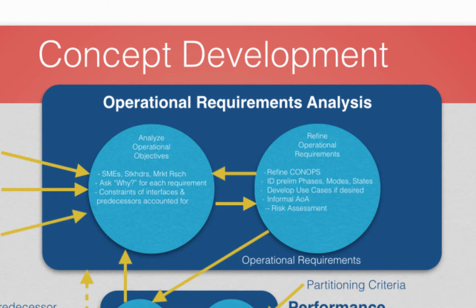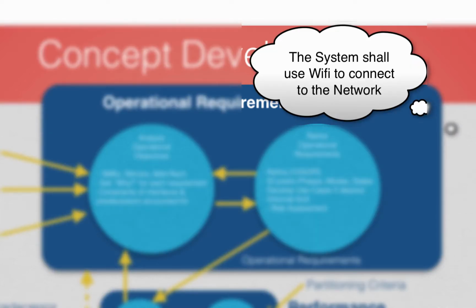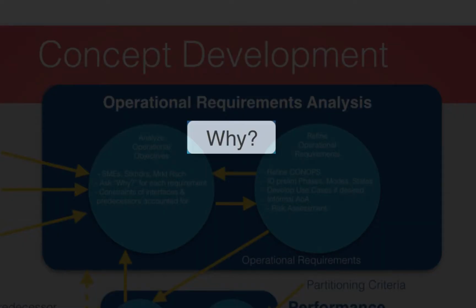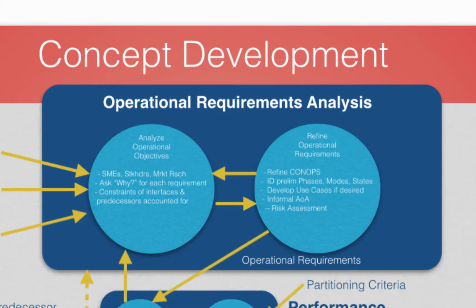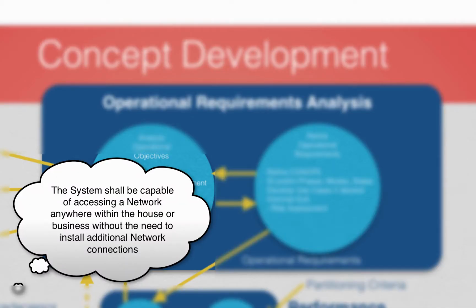For example, the requirement "the system shall use Wi-Fi to connect to the network," aside from driving implementation, also begs for an answer as to why you need Wi-Fi. The answer to the question is that we want our system to be deployable anywhere within a house or a business without being constrained by being located close to an Ethernet port in the house. Then our requirement becomes "the system shall be capable of accessing a network anywhere within the house or business without the need to install additional physical network connections."